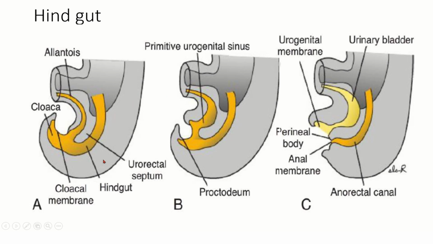So now, development of hindgut. Hindgut results in the formation of the left one third of the transverse colon, descending colon, sigmoid colon, rectum and anal canal.